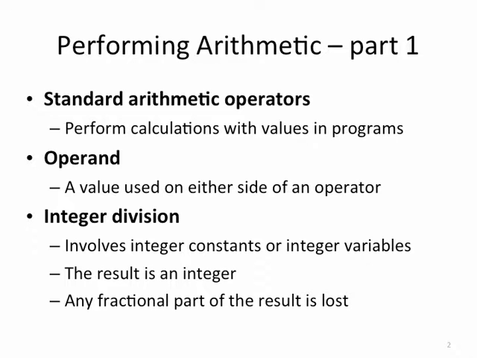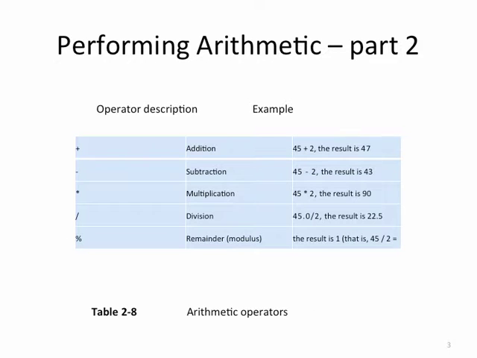But what if you had 3 divided by 2? Now, you know that 3 divided by 2 is really 1.5, right? But it's not in Java. 3 divided by 2 in Java is actually 1, because 2 only goes into 3 one time, and then it has a remainder portion. So the fractional part is lost or truncated.